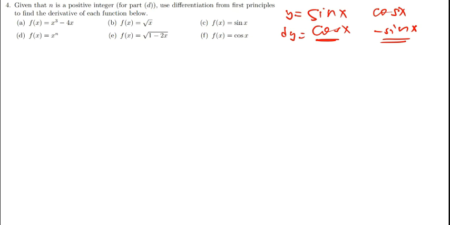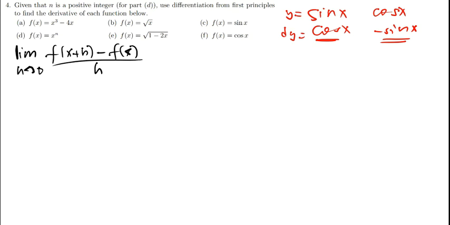The formula for the first principle is the limit as h goes to 0 of f of x plus h minus f of x, divided by h. Now where there is x, we are going to put x plus h for the first part, then minus the original function. So limit as h goes to 0, it's going to be sine, where there is x it's going to be x plus h, then minus sine x. We divide this by h.